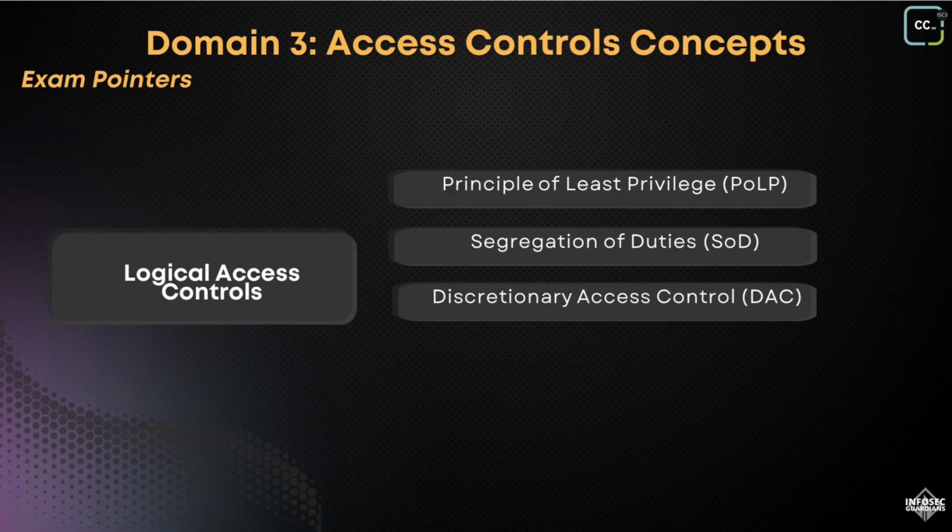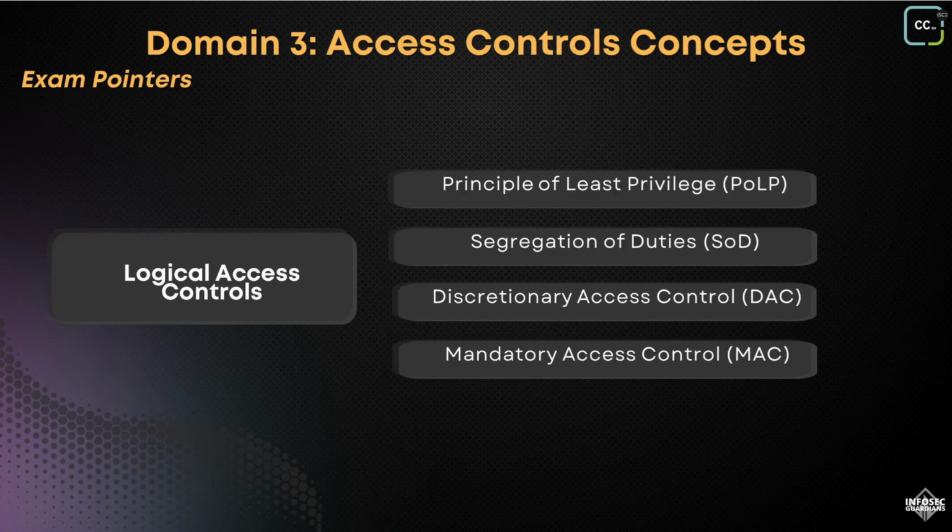Discretionary access control, or DAC, in DAC systems, the owner of a resource decides who can access it. They have the discretion to grant and modify permissions as they see fit. Mandatory access control, or MAC. MAC is a more rigid system where access is based on predefined security labels. Users get access based on their clearance level, and the rules are enforced by the system, not the user.